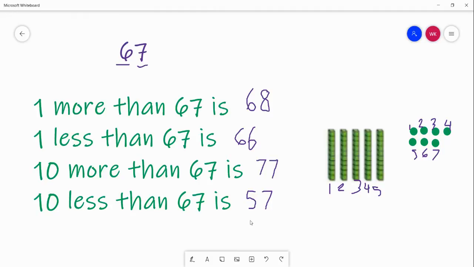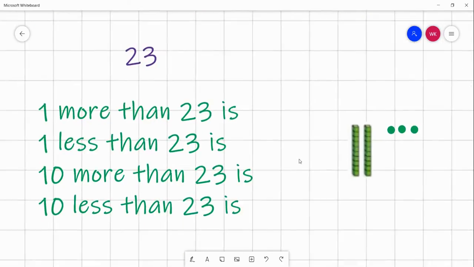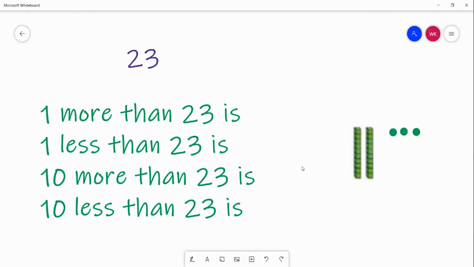You can also pause the video at any time, if I'm going too fast for you, to be able to write this down and fully understand it. All right, I have one more for you guys. I want you guys doing this one on your own.